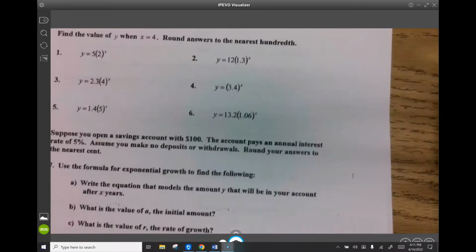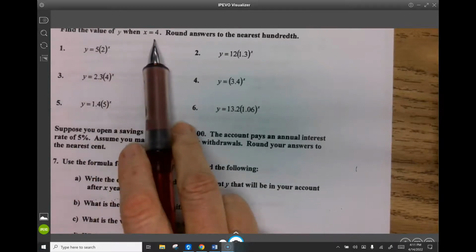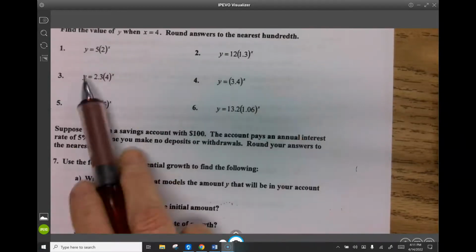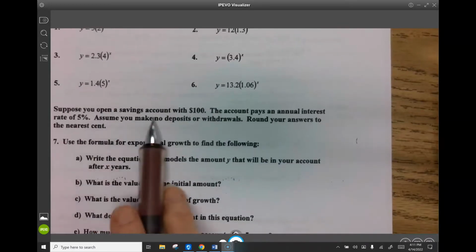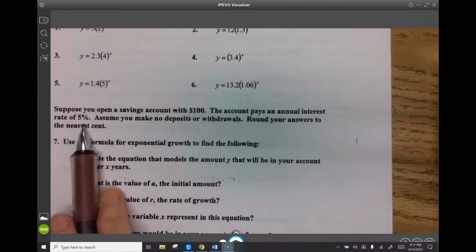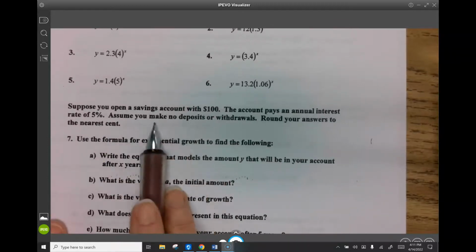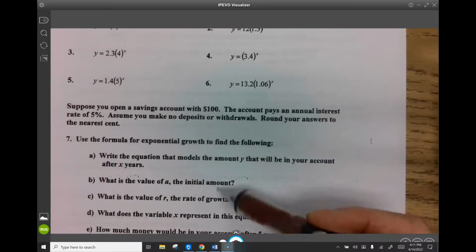Sorry. So let's look at your homework. This first part just says find the value of y when x is equal to 4. Round your answers to the nearest hundredth. So you can figure that out. You're just going to plug that in. This one: suppose you open a savings account with $100. The account has an annual interest rate of 5%. Assume there are no deposits or withdrawals. Answer to the nearest cent. And so it just asks you to step through it.